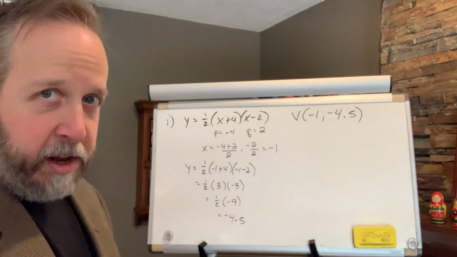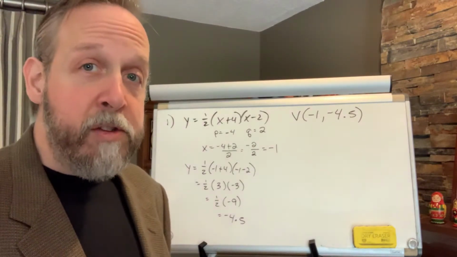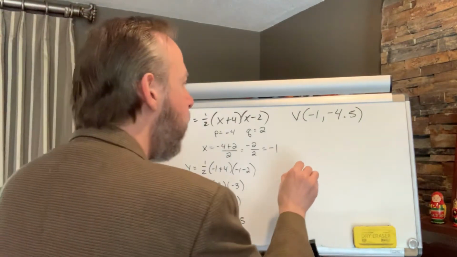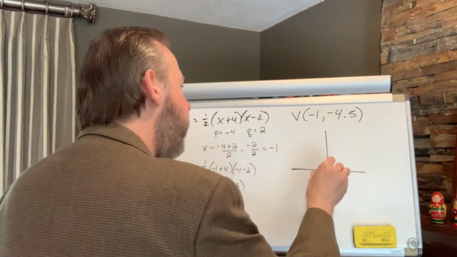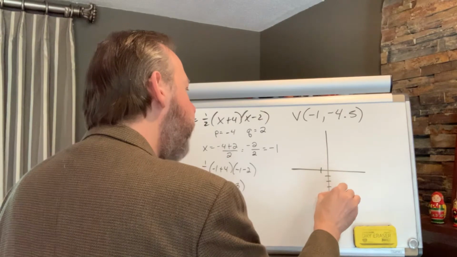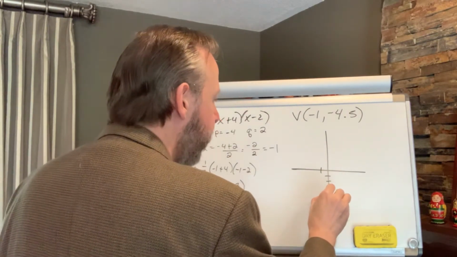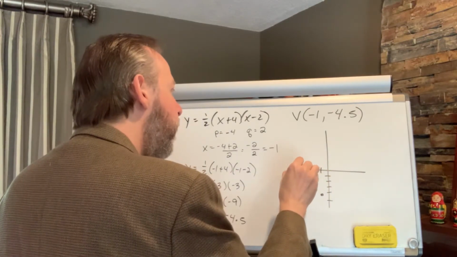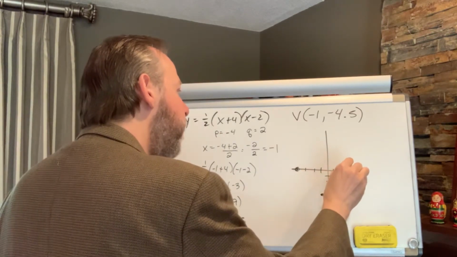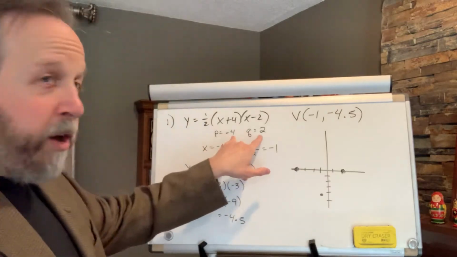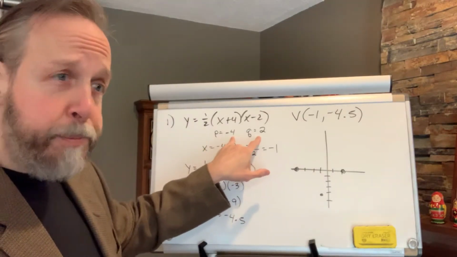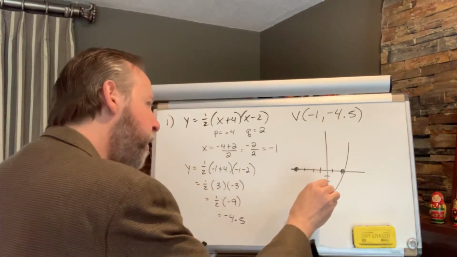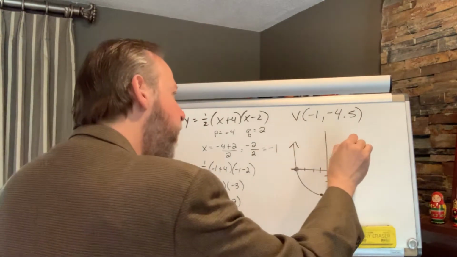I found the vertex, and I already know the x-intercepts, the p and the q, so now I can graph the equation. So at (-1, -4.5), I have my vertex. The intercepts were -4 and +2. We saw them right there, -4 and +2. And now I'm just going to sketch the curve. So it goes down through and comes up, with arrowheads on the ends.